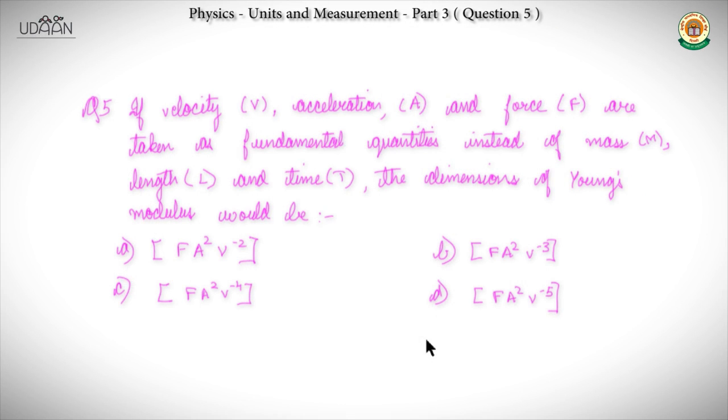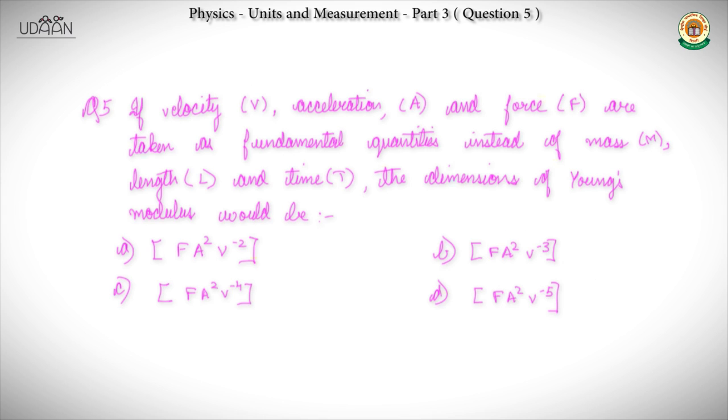Question number 5 is, if velocity, acceleration and force are taken as fundamental quantities instead of mass, length and time, then the dimensions of Young's modulus would be. So basically we have a set of fundamental quantities, mass, length and time, which we usually use while solving our problems, but now they're setting a new set of fundamental quantities, which are velocity, acceleration and force, and they need the dimensions of Young's modulus in those terms. In terms of the new quantities.